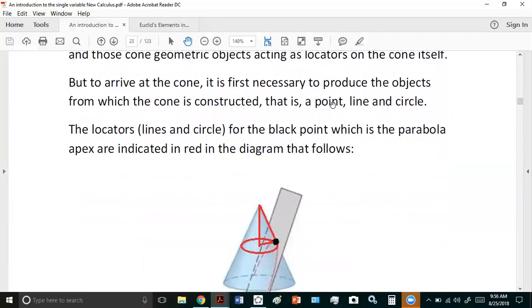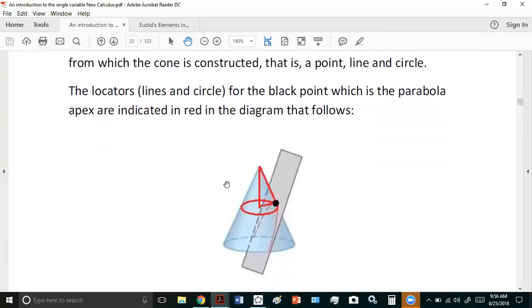But to arrive at the cone, it is first necessary to produce the objects from which the cone is constructed. That is, a point, line, and circle. Okay, in fact, you don't even need the circle. But those three objects came before the base cone object. And in this diagram, I show you how you can locate the apex of the parabola, which is this black point, right?